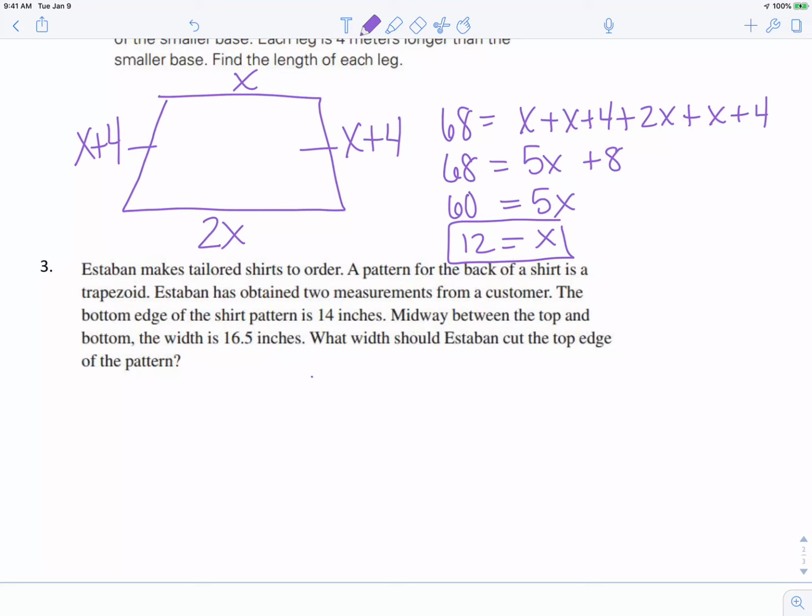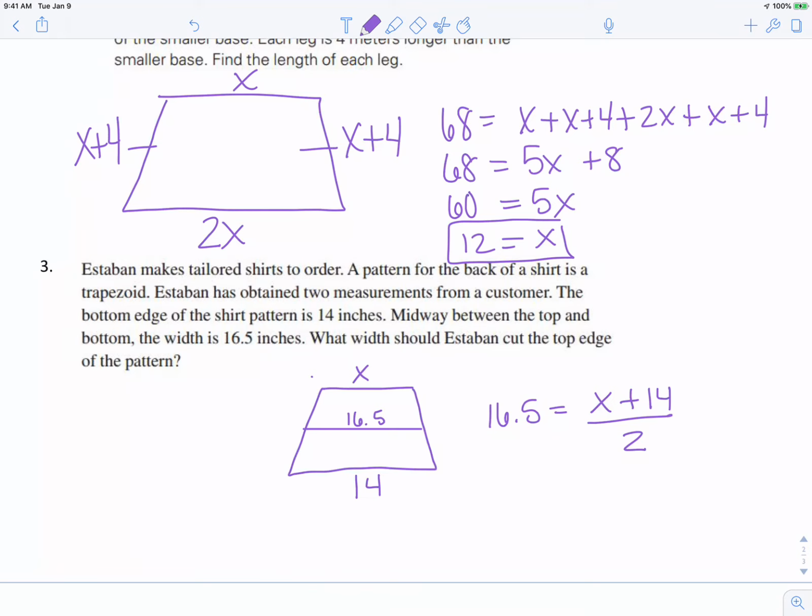Esteban makes tailored shirts to order, and there's a pattern on the back of the shirt. It happens to be a trapezoid. The bottom edge is 14. Midway, in other words, the mid-segment, is 16.5. So what is this one up here? According to our mid-segment property, the mid-segment is equal to the top base plus the bottom base divided by 2. I'm going to multiply both sides by 2, so I get 33 equals X plus 14. Subtract 14, I get 19 is X. So the top edge of the shirt is X.